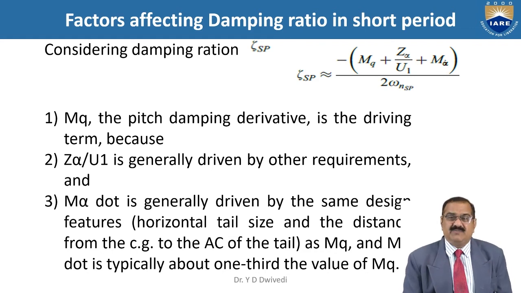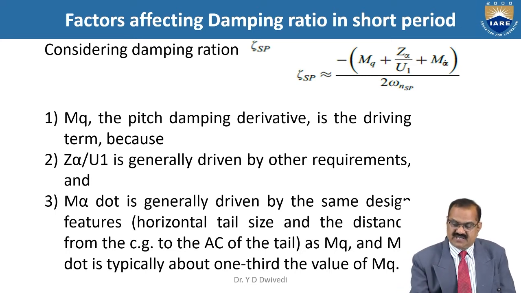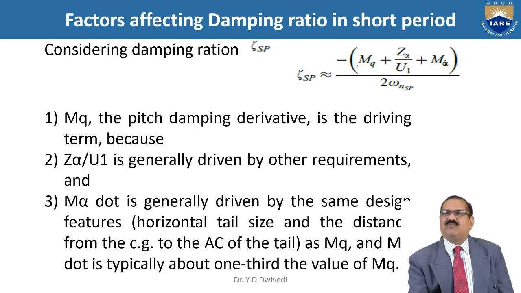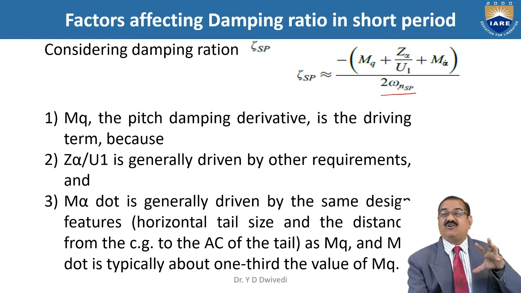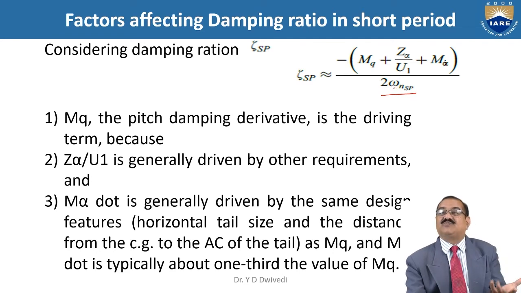In the previous slide we discussed the factors affecting the natural frequency omega n. But here, zeta sp is equal to minus (Mq plus Z alpha by U1 plus M alpha dot) by 2 omega n sp. This means zeta sp is inversely proportional to omega n sp. So if Iyy is more, omega n will be less, but the damping will be high. So if you want high damping, your Iyy should be high.